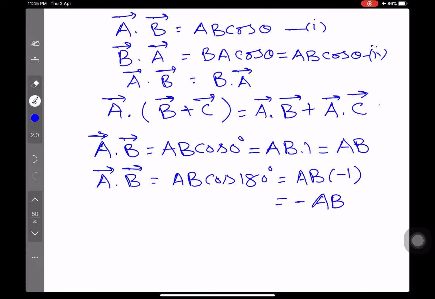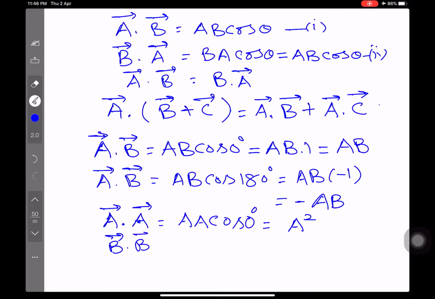Now we come to dot product of a vector with the vector itself, that is A dot A. A dot A equal to magnitude of A into magnitude of A, because here B is also equal to A, into cos of the angle between A and A. That is 0 degree. So cos 0 is 1. So this will be equal to A square. So remember, the dot product of a vector with the vector itself is equal to the square of the magnitude of that vector. Similarly, B dot B will be equal to B square. C dot C will be equal to C square, and so on.